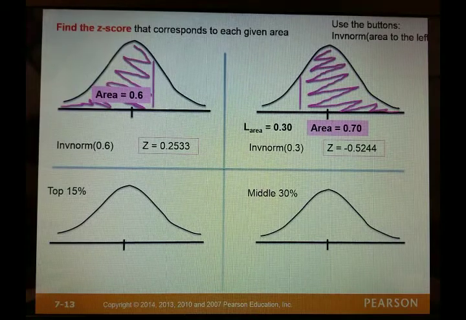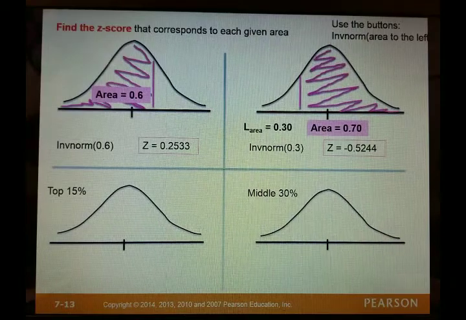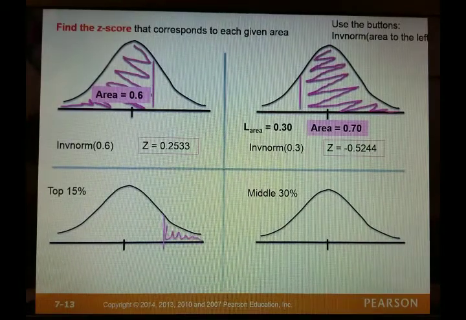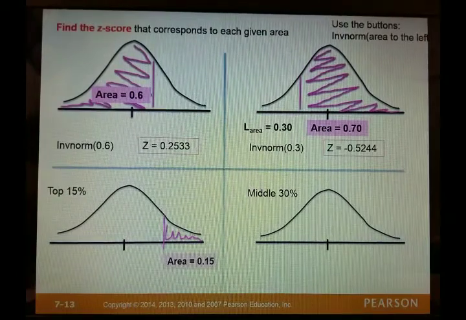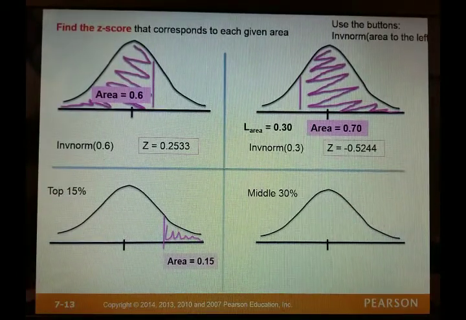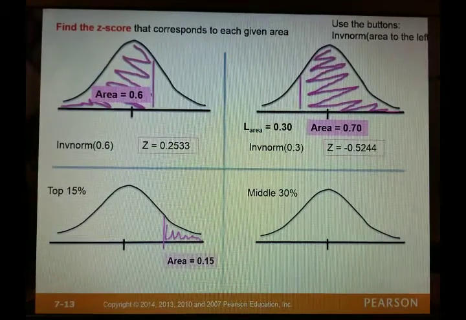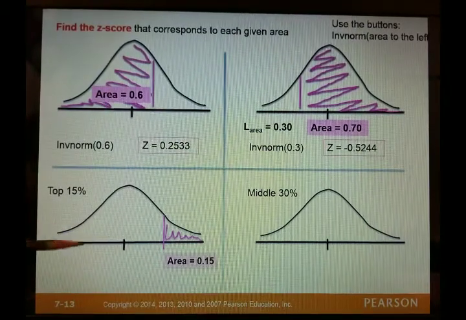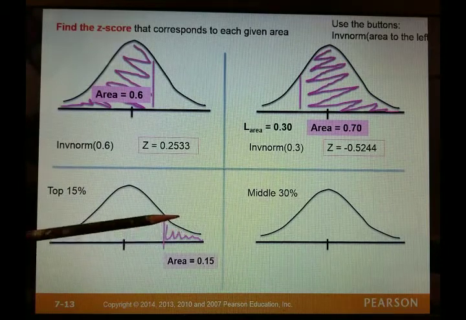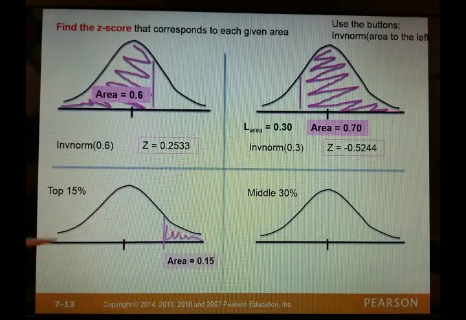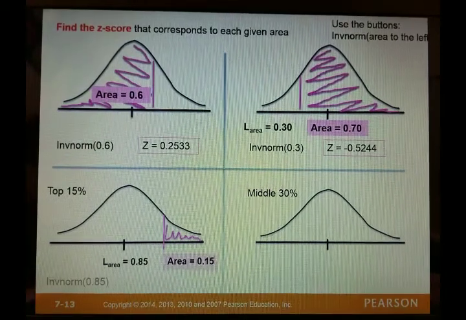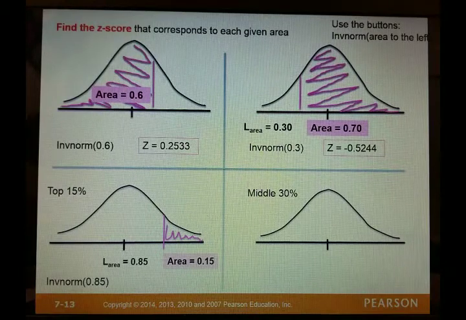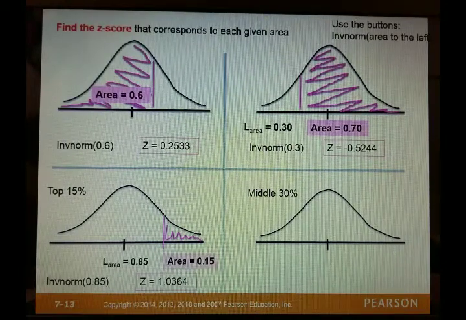And just pause the film if you need to try and find those buttons. All right, top 15%. That means this area over here, I want the top 15%. If I did inverse norm of 15%, it's going to give me a negative value because it only gives the area to the left. But I wanted the top 15%. So if that's the top 15%, then all of this over here would be 85%. So I would have to do the inverse norm of 85%, and that's how I would get my z-score.